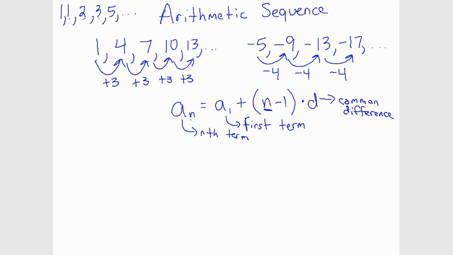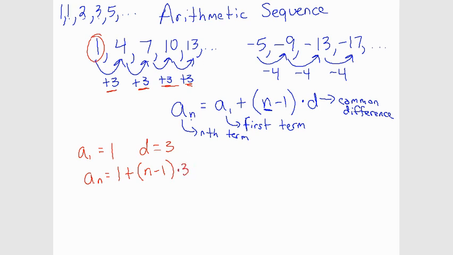Well, our first term, a sub 1, is 1. Our common difference we identified to be 3, so d equals 3. So I will go ahead and put in a sub n equals 1 plus the quantity n minus 1 times 3.